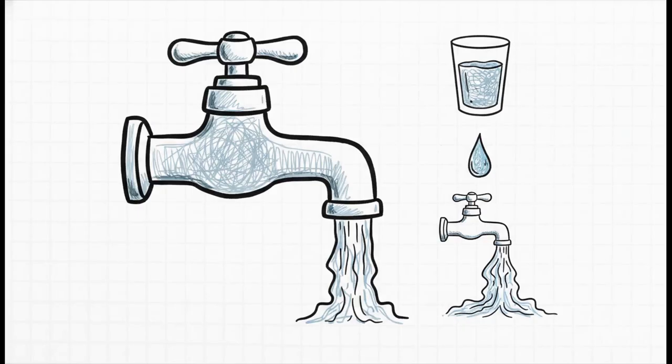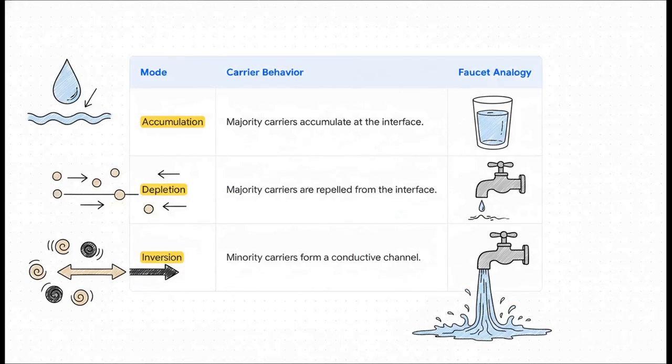You know what? To make this super clear, let's use an analogy. Think of the MOS capacitor like a water faucet. It's got three main settings. You've got water ready at the valve, you can turn it partially off, or you can crank it wide open and let the water flow freely. Okay, so this brings us to the three modes.